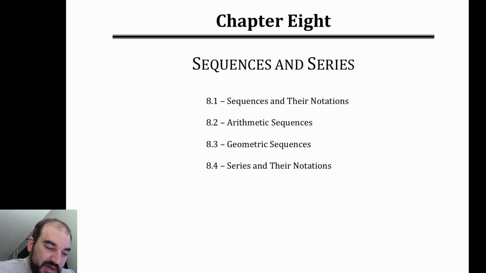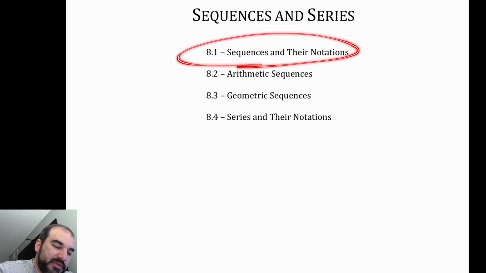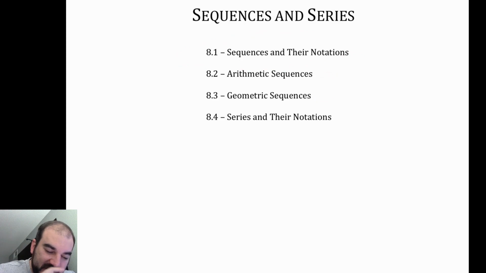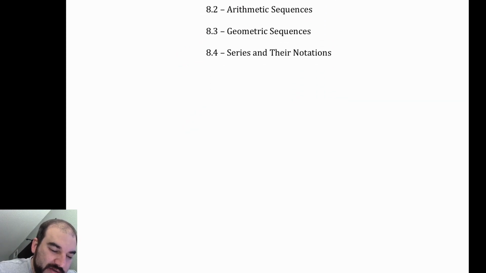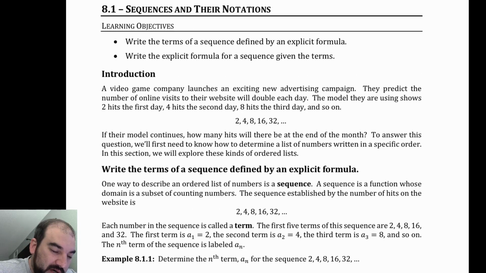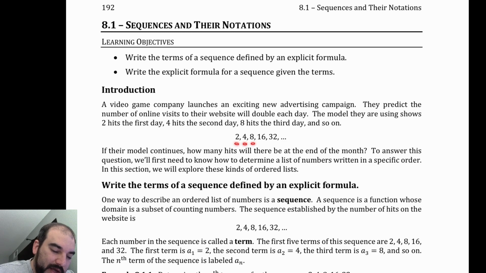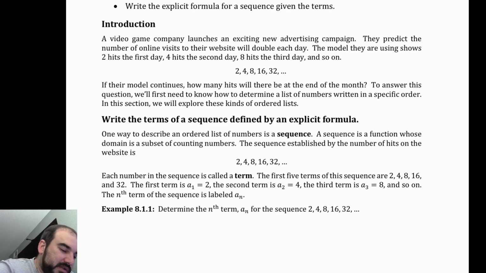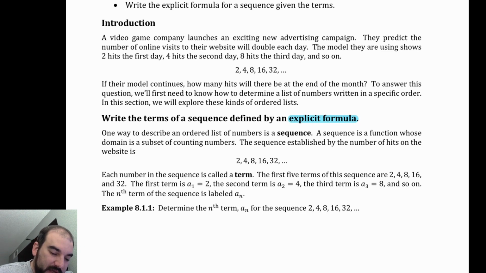All right. Chapter 8 is going to be all about sequences and series. 8.1 is just going to be about notation, and then we'll talk about specific types of sequences. And then finally, we'll talk about series, which is essentially a sum of all of the terms of a sequence. So what we're talking about with sequences is just a set of numbers with some kind of pattern to them, right? So the first thing we're going to be concerned with is writing an explicit formula for a sequence, which relates the term number of a number in the sequence with the actual value of the number in the sequence, right?